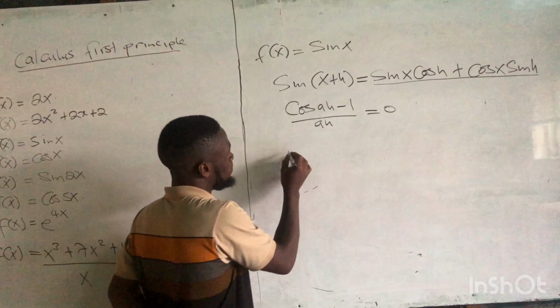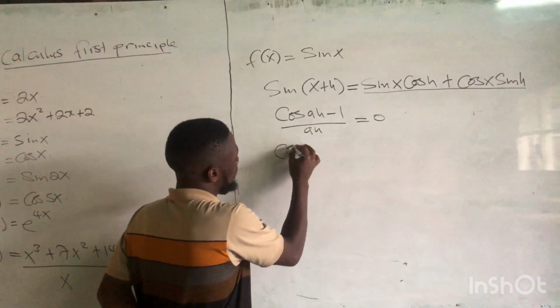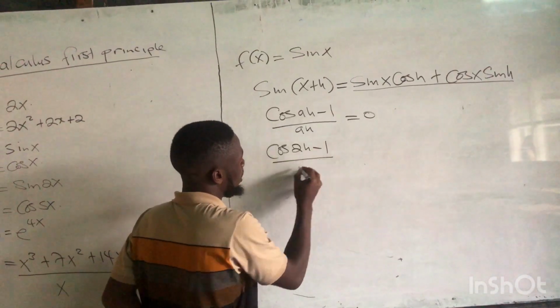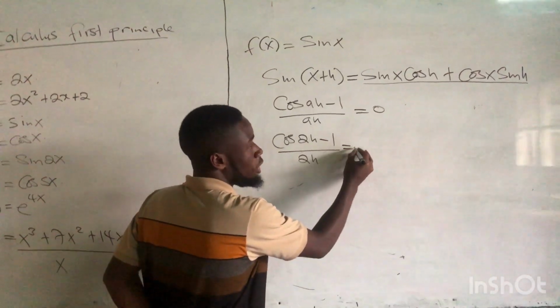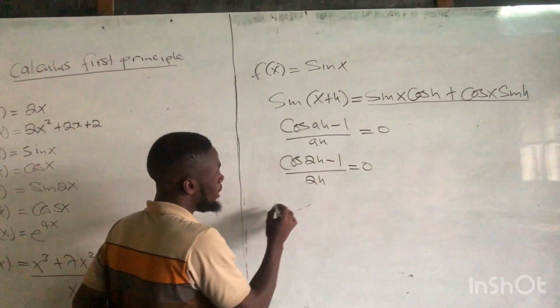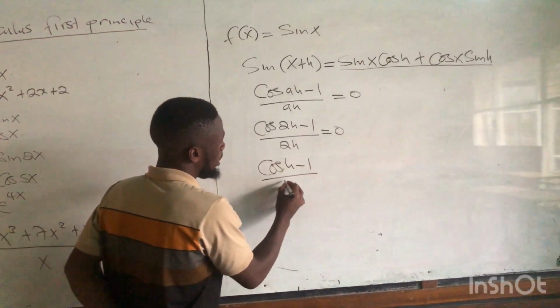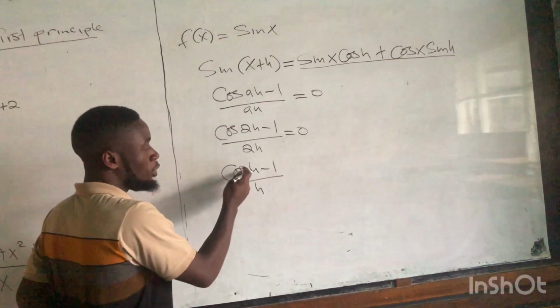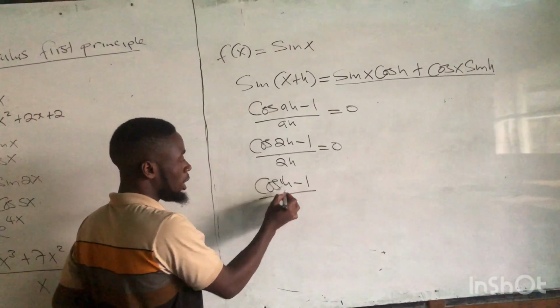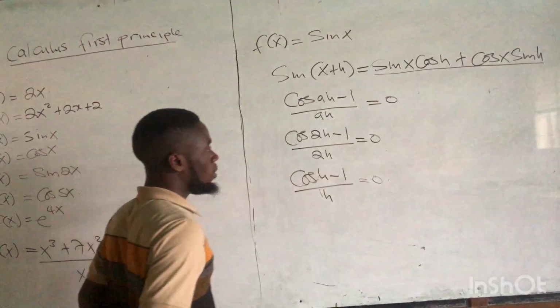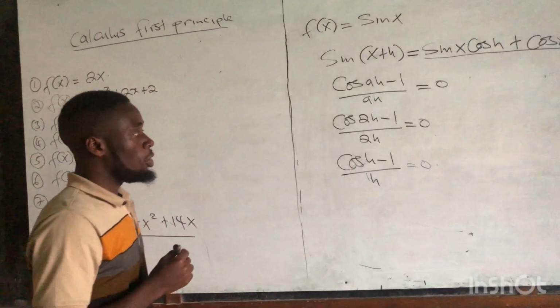So for example, when you have, let's say, cos 2h minus 1 over 2h, this will give you what? 0. Even this one, you have cos h minus 1 over h. So we know that here there's a 1 in front, there's a 1 in front here. So even this one will give you 0.